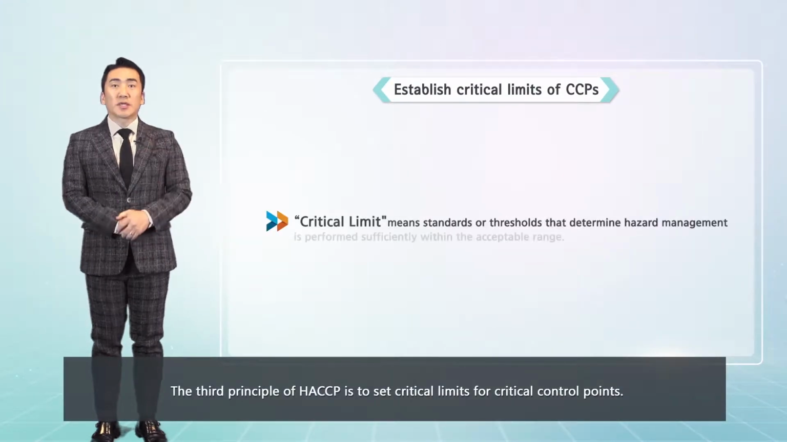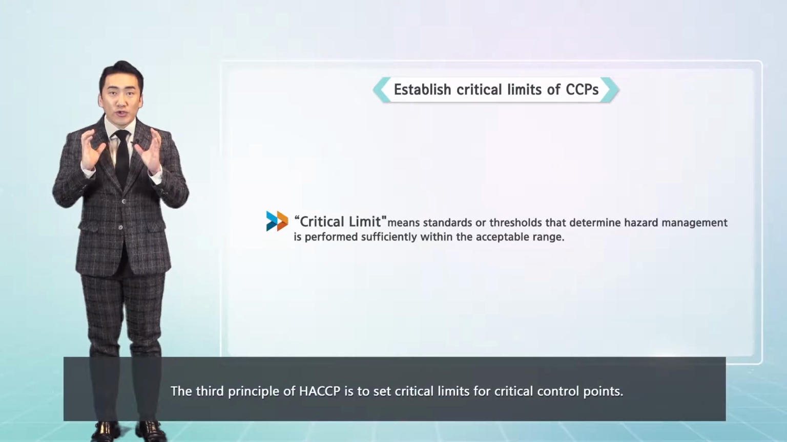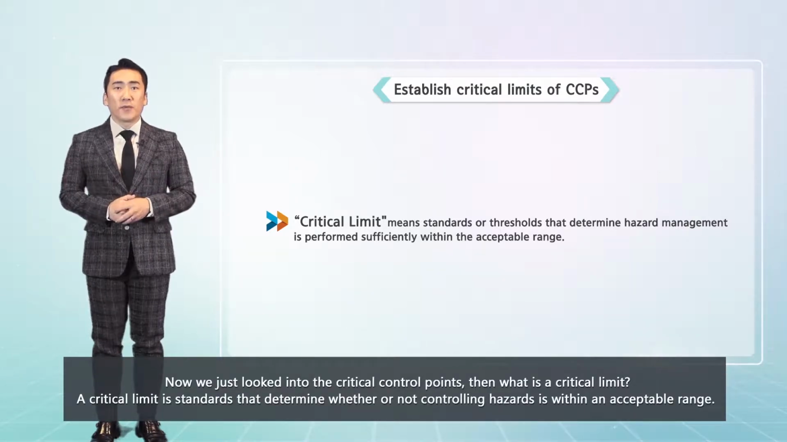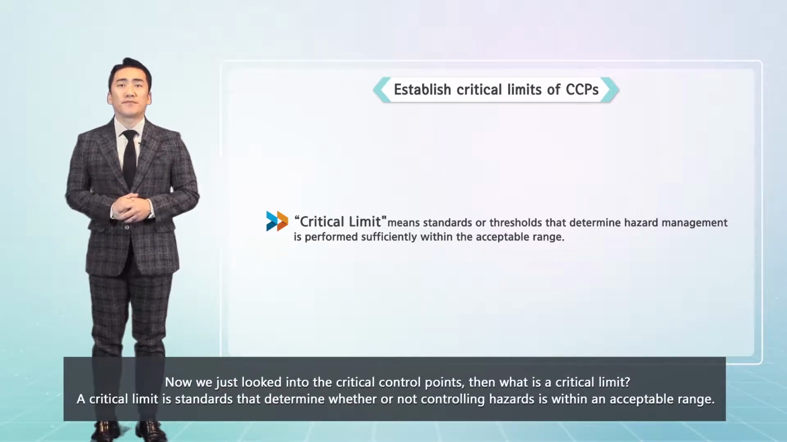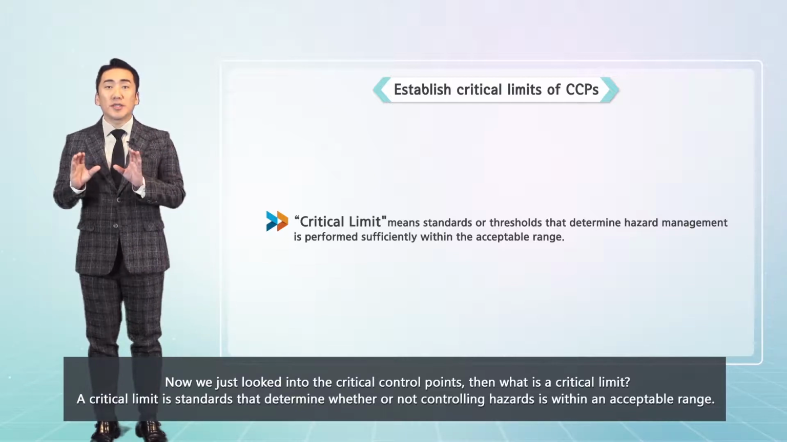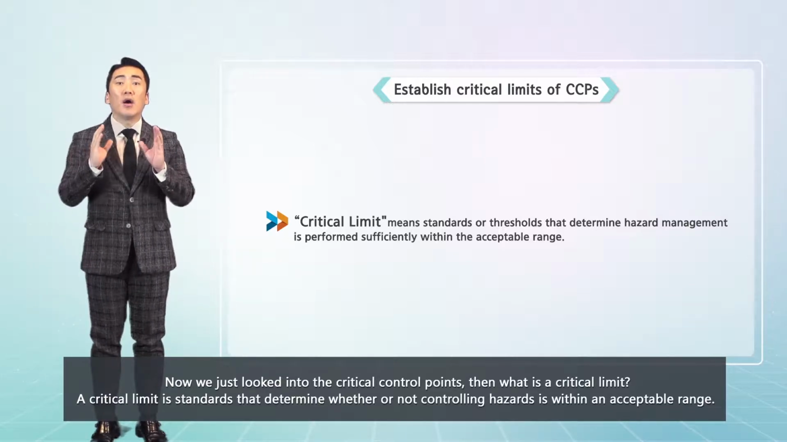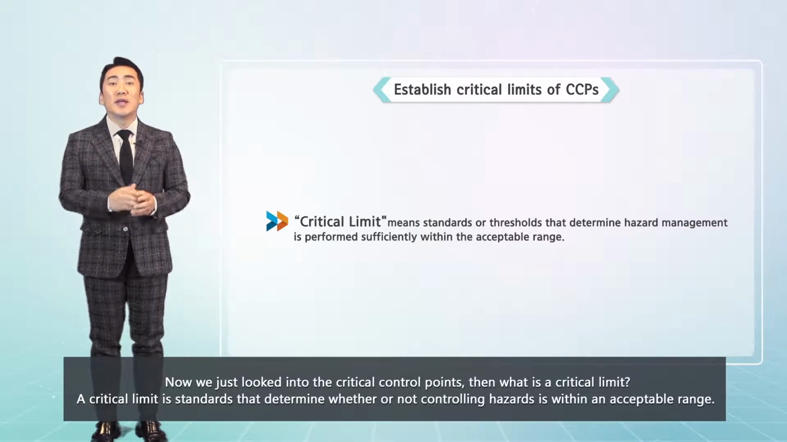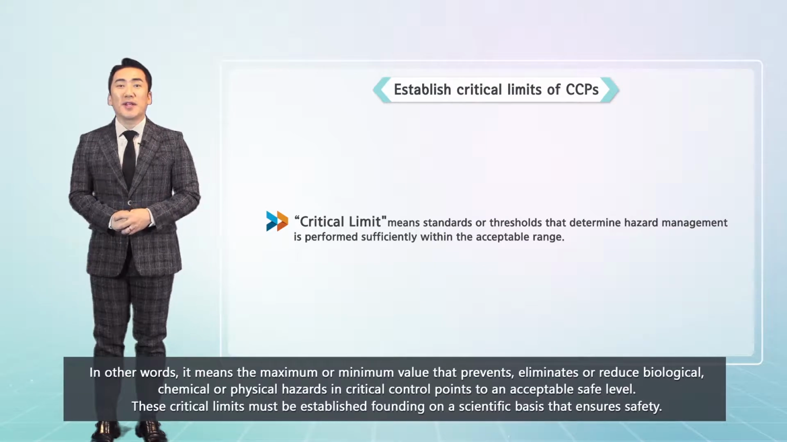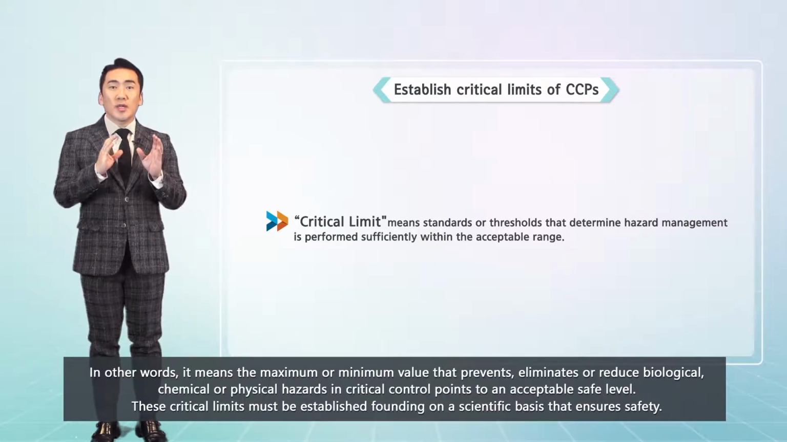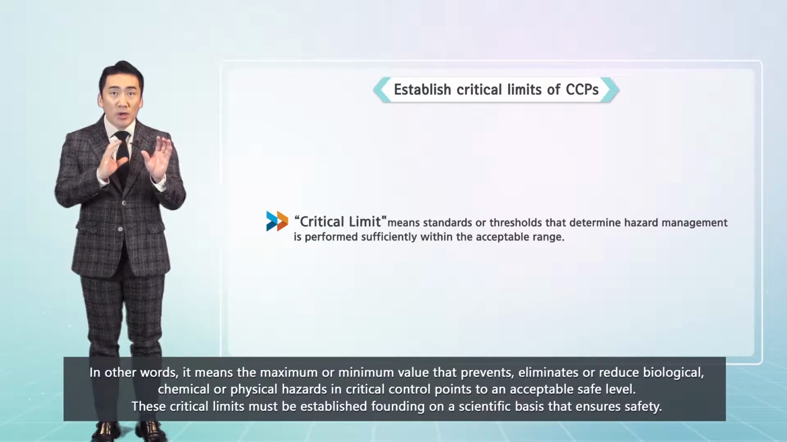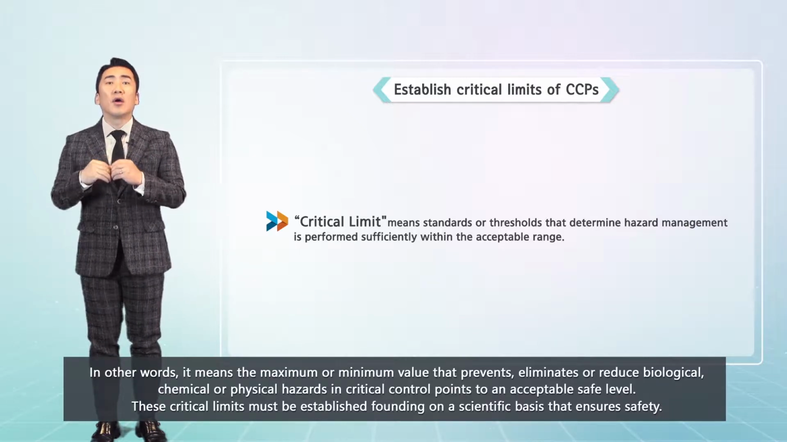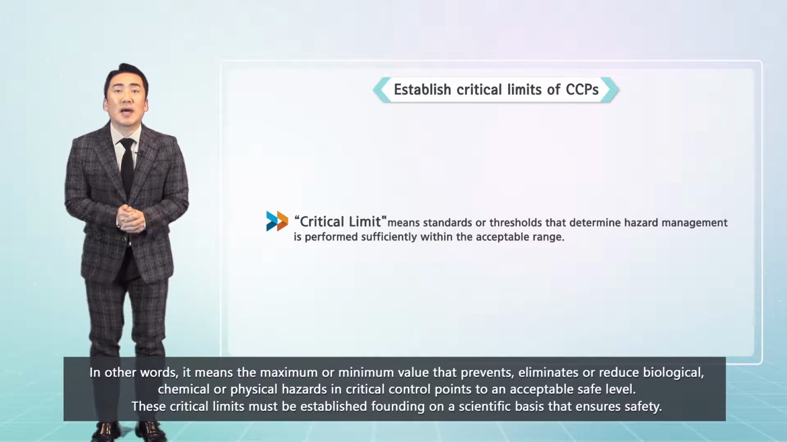The third principle of HACCP is to set critical limits for critical control points. Now, we just looked into the critical control points, so what is a critical limit? A critical limit is a standard that determines whether or not controlling hazards is within an acceptable range. In other words, it means the maximum or minimum value that prevents, eliminates, or reduces biological, chemical, or physical hazards in critical control points to an acceptable, safe level.